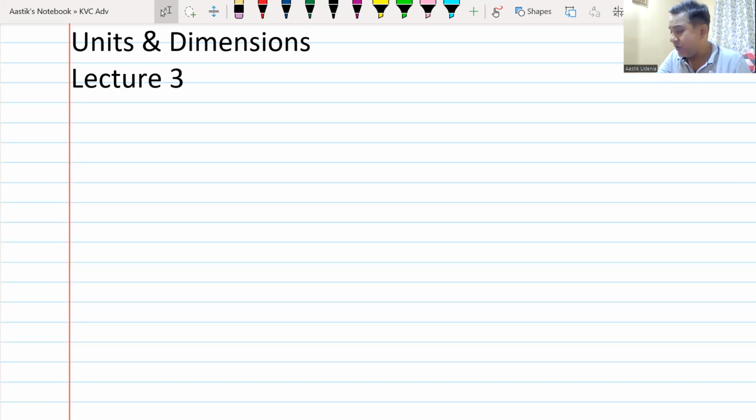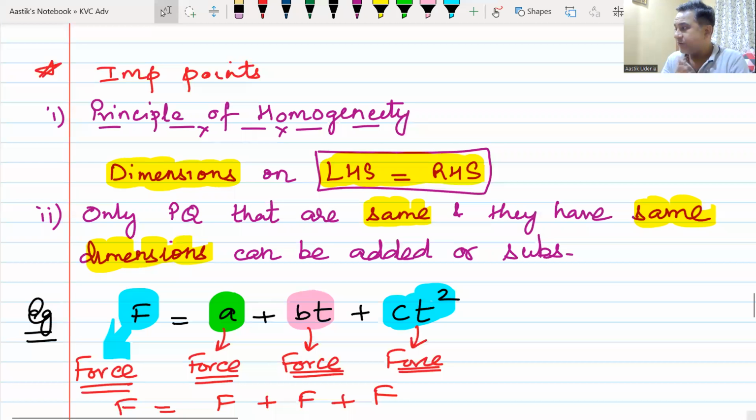Remember, all these important points are going to come as questions in your exam. So do remember them, because with all these important points put together, we will be solving all the questions that have come. So the first point was the principle of homogeneity.